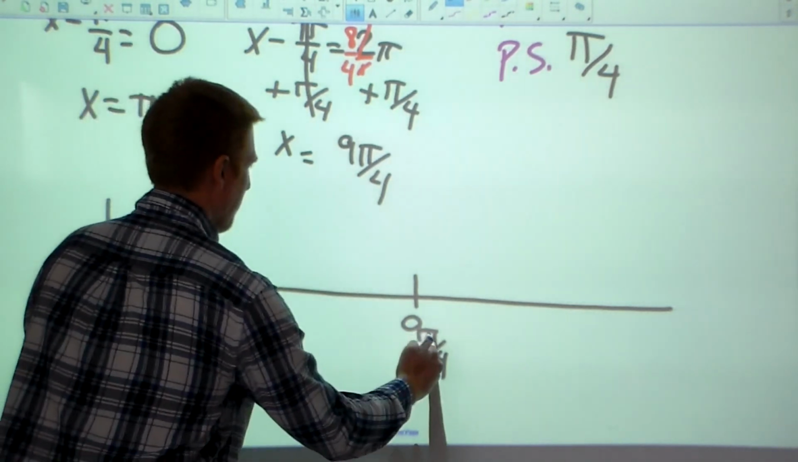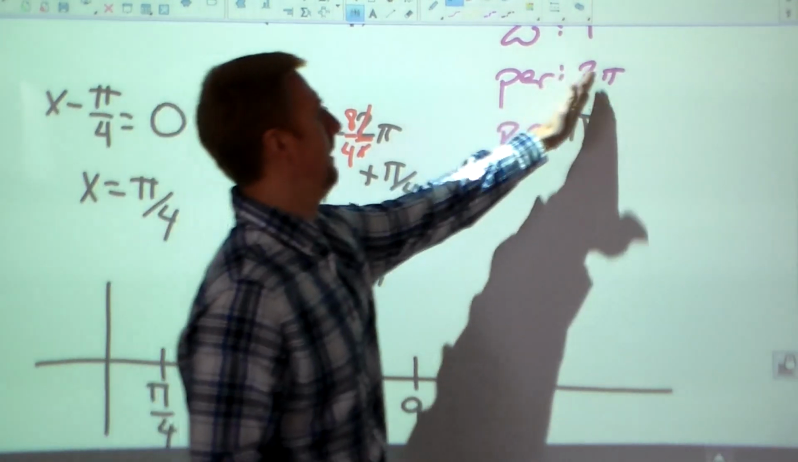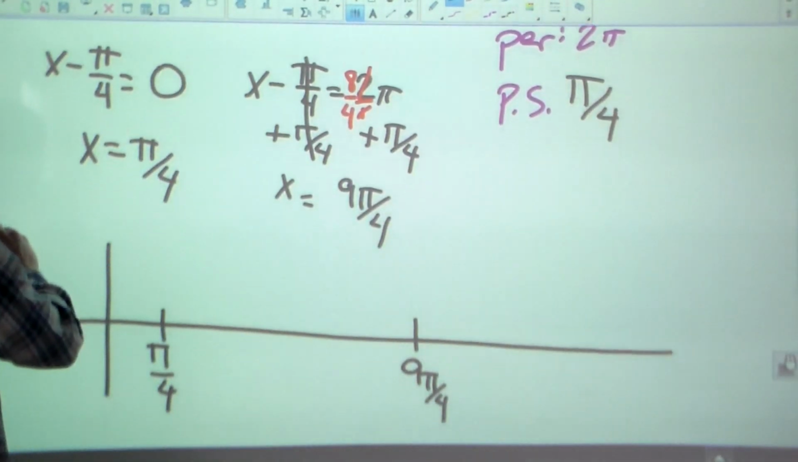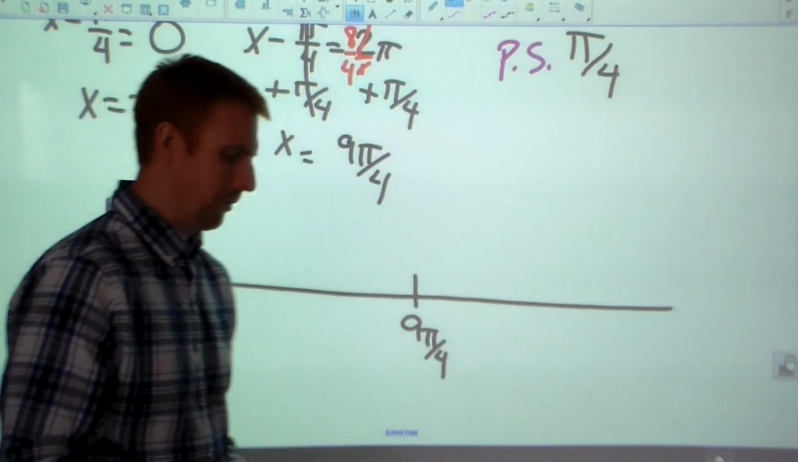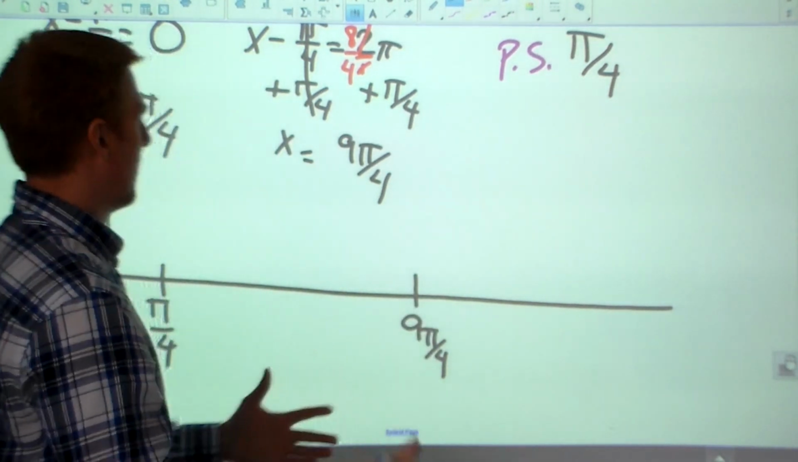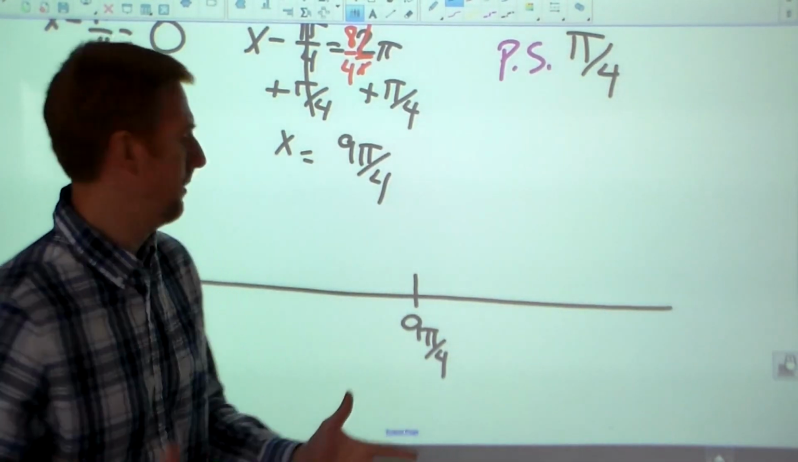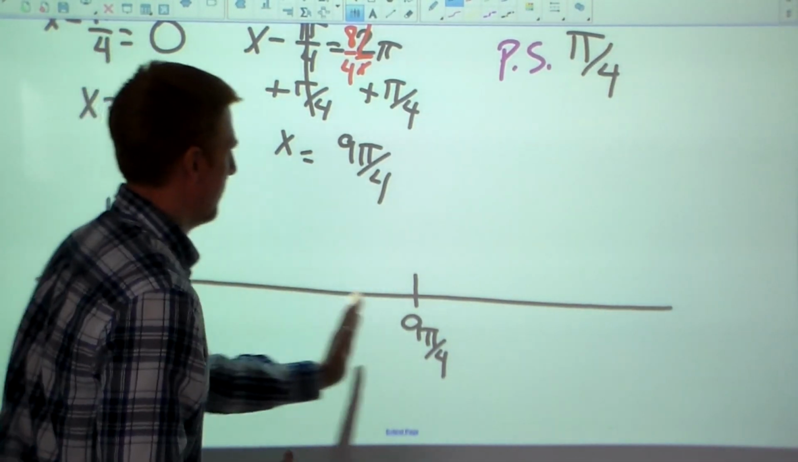So pi over 4 to 9 pi over 4. Okay, let's go back up to our period. It's 2 pi radians. So there's a lot of ways to approach this. I'll hit some of them, but you might come up with something you like better. It's whatever works best for you, honestly. So pi over 4 to 9 pi over 4.